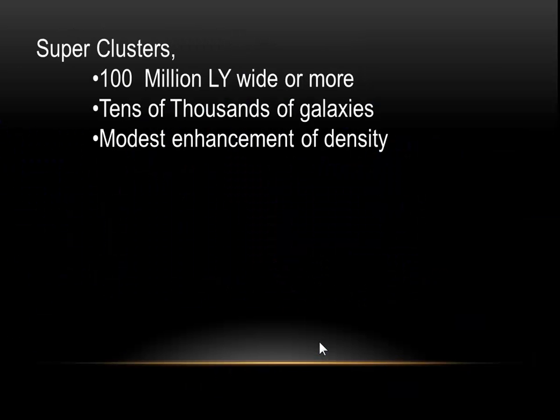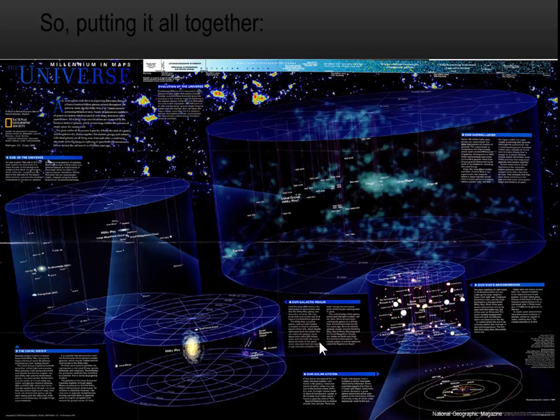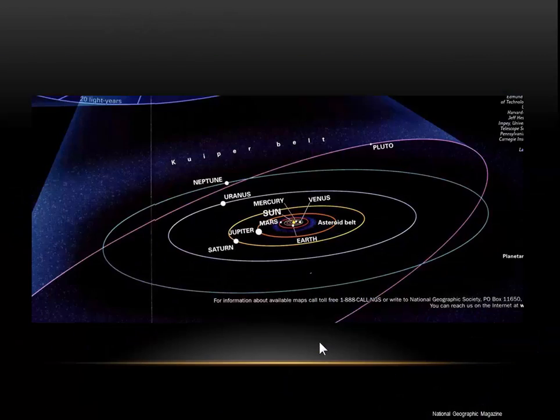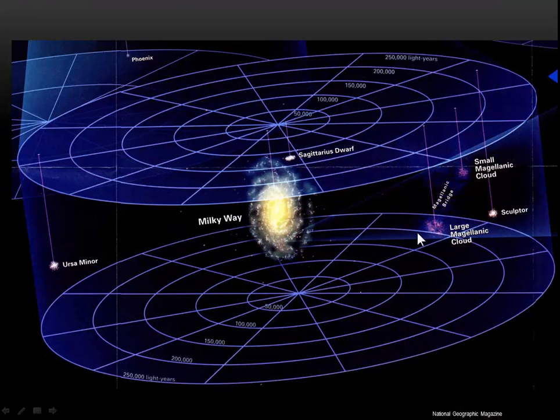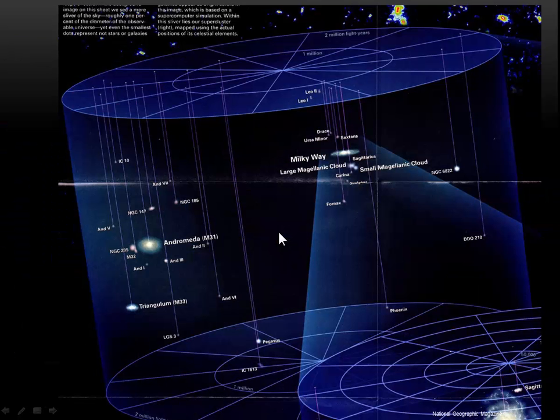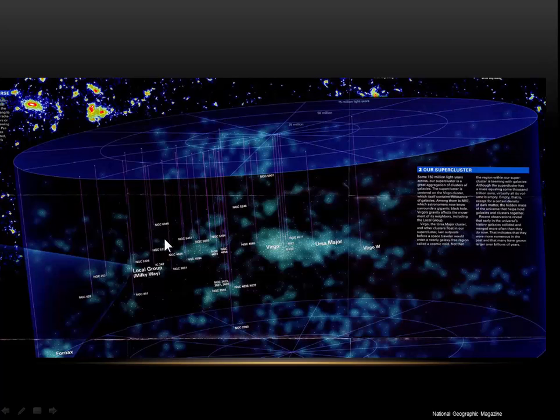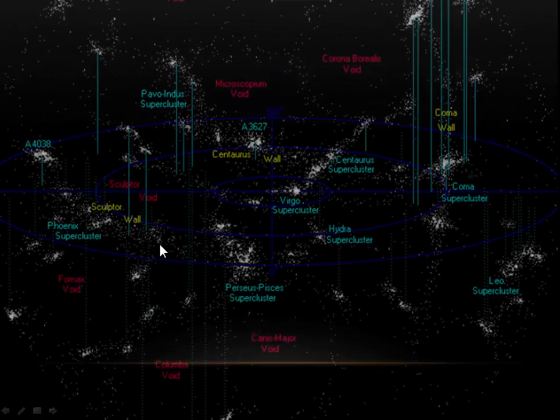Then we have superclusters, which are 100 million light years wide, and they have tens of thousands of galaxies, so groups of clusters. So putting it all together, we have the solar system. The solar system is part of a group of stars in the branch of our galaxy, and that branch is in this part of our galaxy. Together it makes a group, which includes our local group, and the Andromeda galaxy is there. This group makes a cluster. There's a group in this cluster there. These clusters come together to make superclusters.